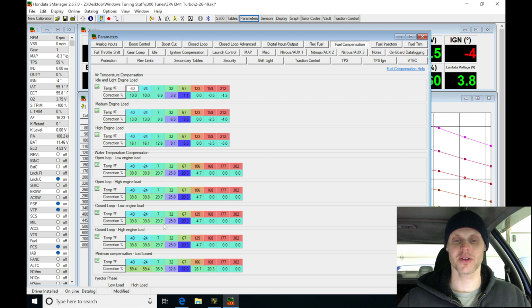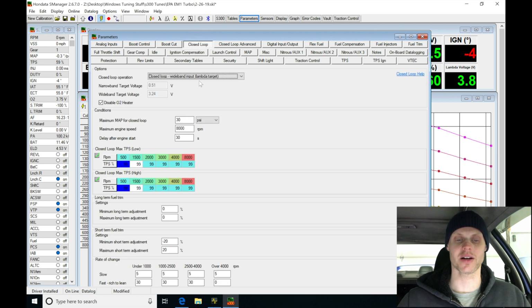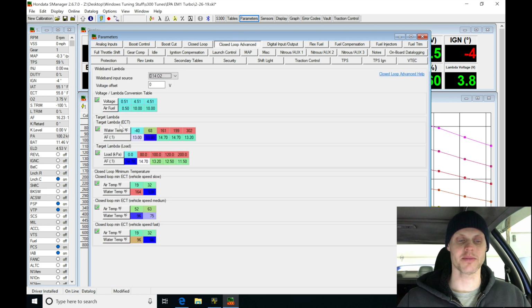Now, the other thing that we did here that's significant, because we set it on our wideband input lambda target, I went in here to my target lambda tables, and I set my target air fuel to run in closed loop when the engine's cold around 13 air fuel. So if it's richer than that, it's going to try to take some fuel out. We're going to be seeing that in our short term. It's going to be exposed really easily.